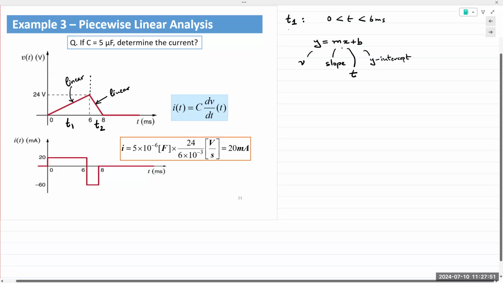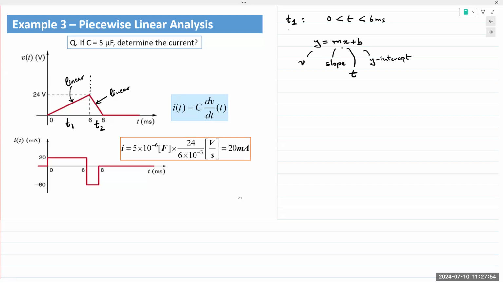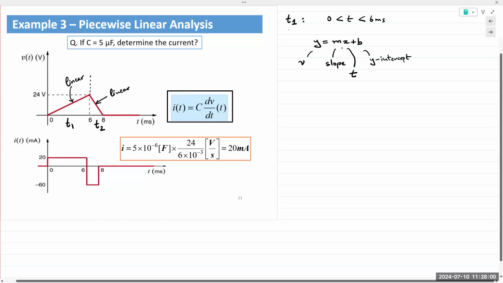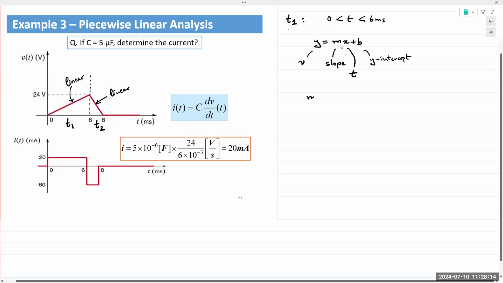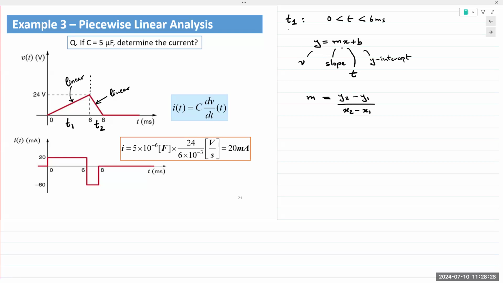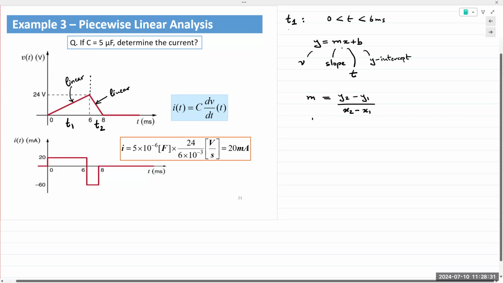And here's the beauty of this method to find the capacitor current. Capacitor current is given by IC equals C dV over dt, rate of change of voltage. So let's find the slope. Slope M is y2 minus y1 divided by x2 minus x1. Any 2 points gives you the slope. Typically, I just use the 2 endpoints of the line.